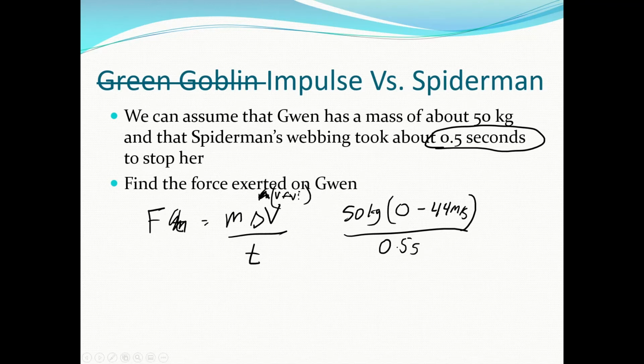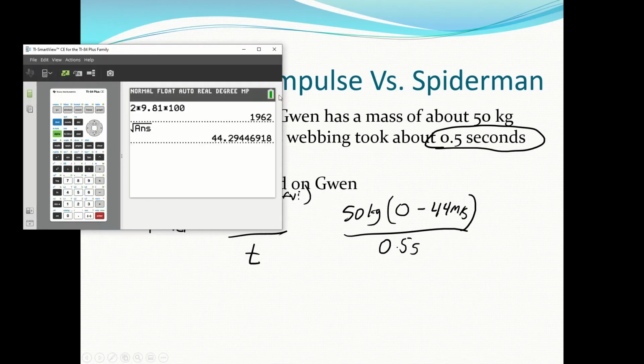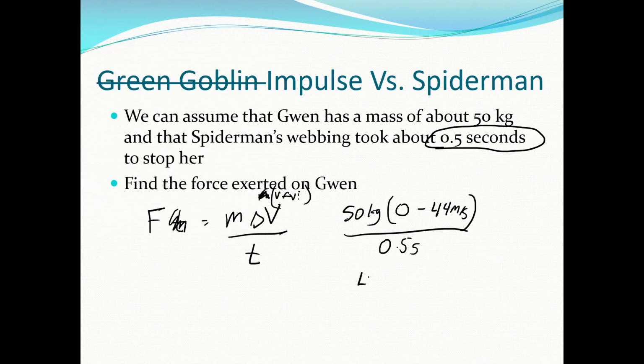So if we calculate that, we don't need our full answer because we're not accurate. We said it was roughly 100 meters. 44 is good enough, right? So it's going to be 50, and 0 minus 44 is going to give us negative 44, divided by 0.5. So the force exerted on Gwen, well, why is it negative? Well, we'll talk about that. So it's 4400, right? Or 4.4 kilonewtons, and it's negative.